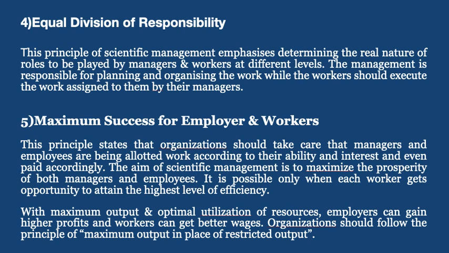This principle states that organizations should take care that managers and employees are allotted work according to their ability and interest and even paid accordingly. The aim of scientific management is to maximize the prosperity of both managers and employees. It is possible only when each worker gets the opportunity to attain the highest level of efficiency. With maximum output and optimal utilization of resources, employers can gain higher profits and workers can get better wages. Organizations should follow the principle of maximum output in place of restricted output.